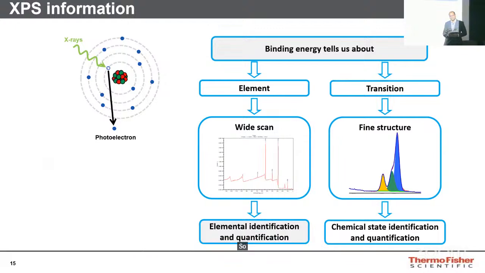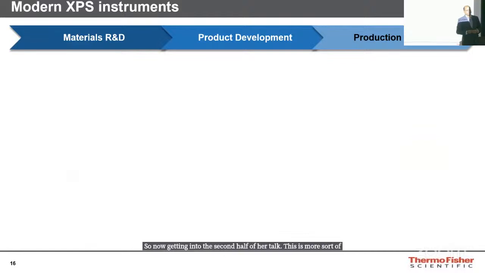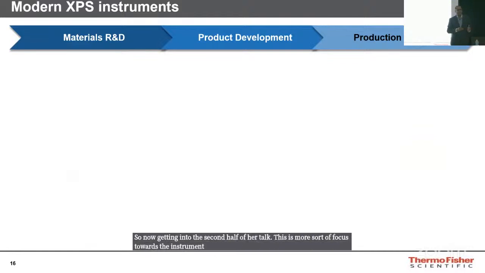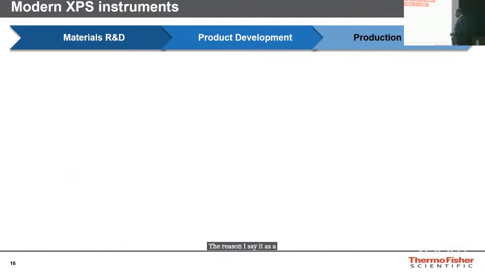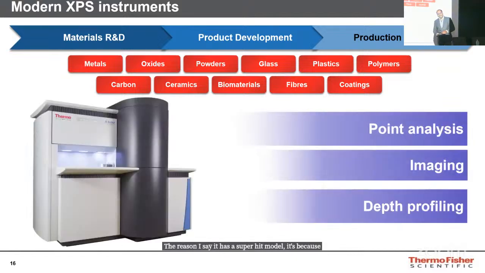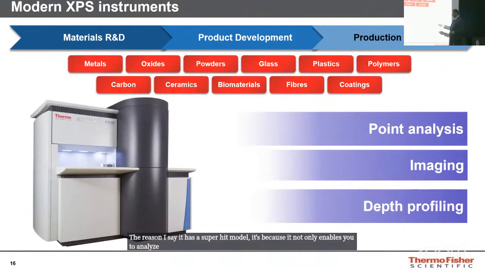So now, getting into the second half of our talk, this is more focused towards the instrument that you have in your Center for Advanced Studies, the K-alpha XPS. This K-alpha XPS has been one of the super hit models that has come out of Thermo Fisher Scientific. The reason I say it is a super hit model is that it not only enables you to analyze all different kinds of samples, but it also brought in an aspect of automation into XPS analysis.